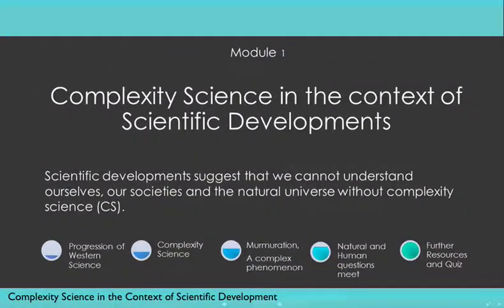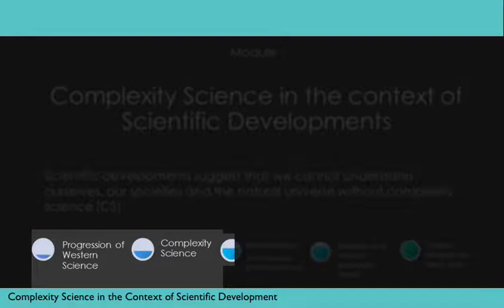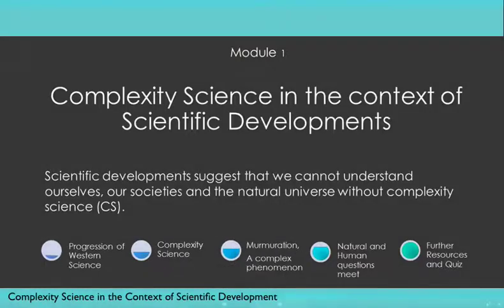This is Module 1. In this first module, we will learn about the development of complexity science within the context of scientific development. We will see how science suggests that we cannot understand ourselves, human society and the natural universe without complexity science. We will first see how the progression of Western science have created the need for the study of complex phenomena, introducing complexity science.